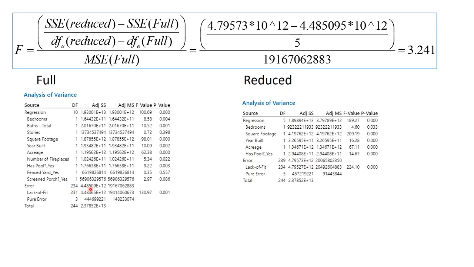Just remember that the sum of squared error for the reduced will be larger than the sum of squared errors for the full, because there are fewer predictors. Then divide by the number of predictors we eliminated, which was 5. When I calculate this, it is 3.241. Before I go to Minitab, let me remind myself that my numerator degrees of freedom will be 5, and the denominator degrees of freedom for the full will be 234. Okay, so 5 and 234.